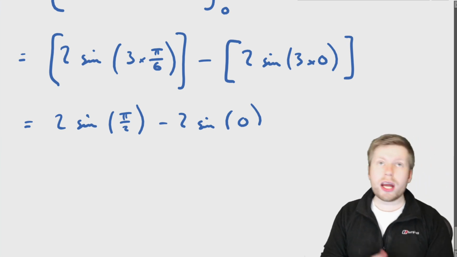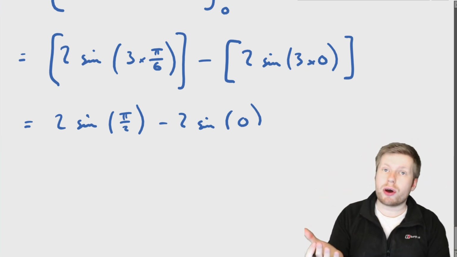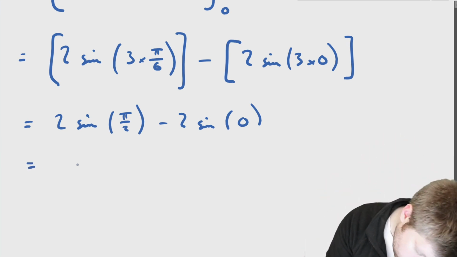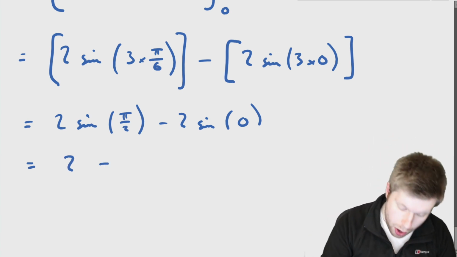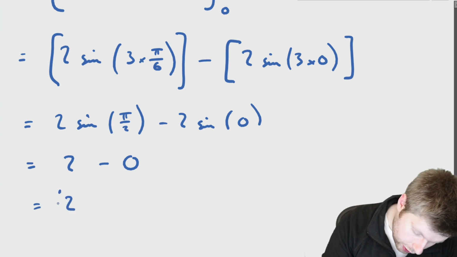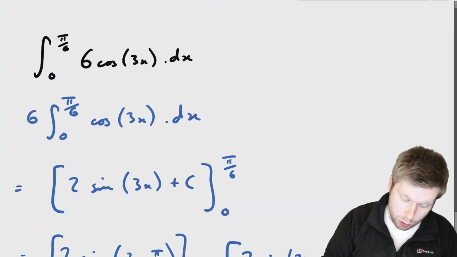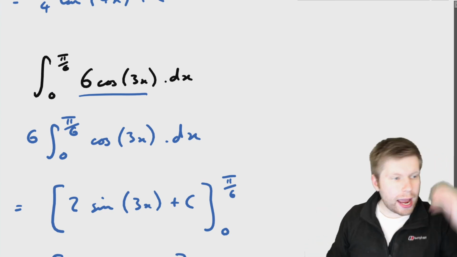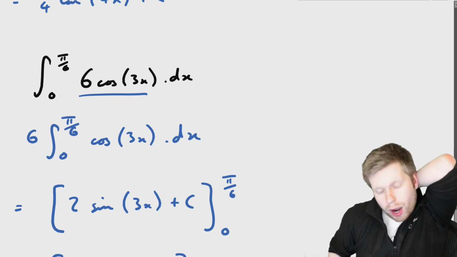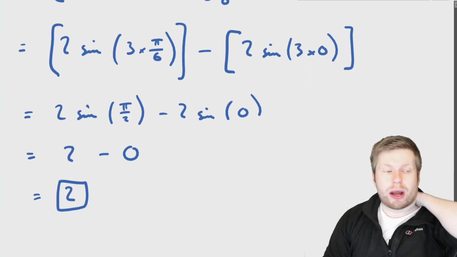Okay, so sine of pi by 2, thinking about my curve, that's the same as sine of 90, which is 1. So I get 2 times 1, which is 2, minus, well, sine of 0, that's just 0, so 2 times 0, that's 0. So therefore, the final answer should just be equal to 2. So in other words, the area between the x-axis and my 6 cos of 3x curve between 0 and pi by 6 is giving me an area of 2.